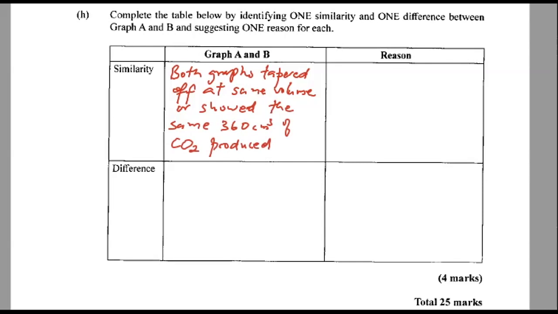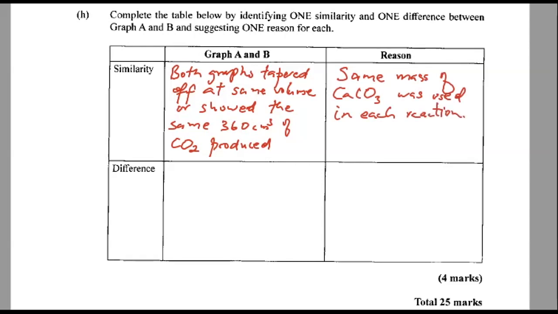And the reason there would be that the same mass was used, so the same volume would be produced. So even though one was granulated and one was powdered, the same mass was used. So the same mass of calcium carbonate was used in each reaction. So it follows we would get the same volume being produced.